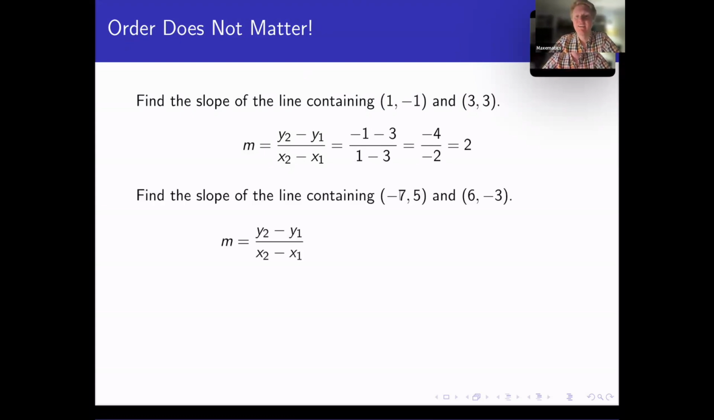Okay, same thing. -7, 5, and 6, -3. Let's call this x2, y2, and this one x1, y1. All right.